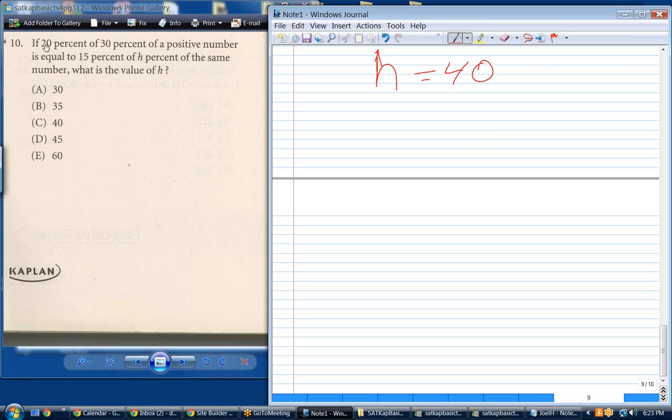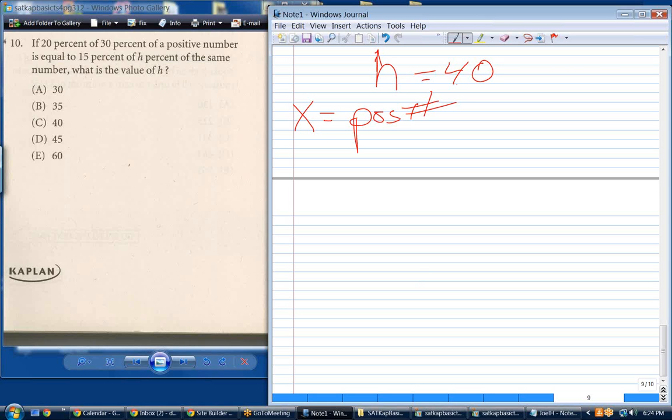Okay. Hold on, let me think of something here. 20% of 30% of a positive number. So we're going to let x equal the positive number. Not so easily back solved. However, now we're in position to write the equation.